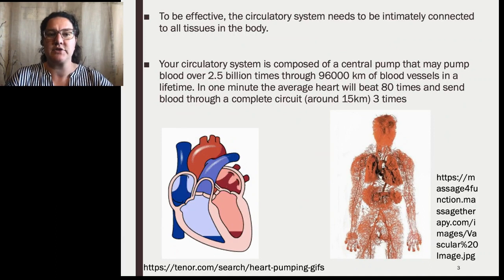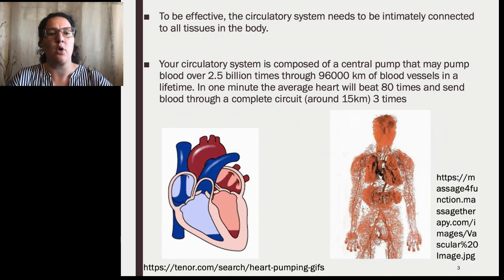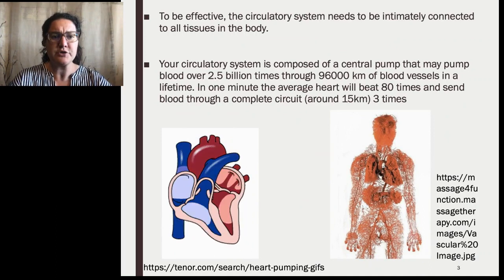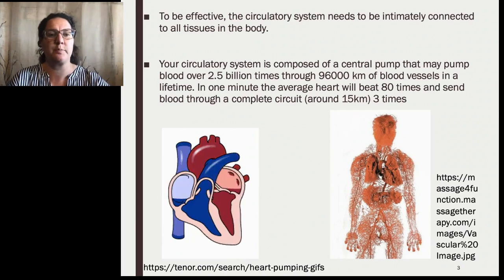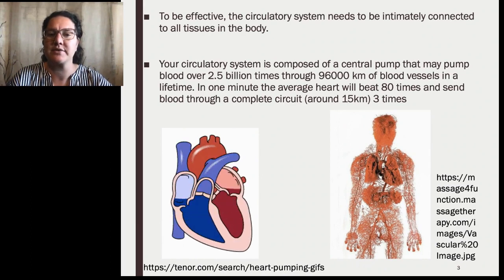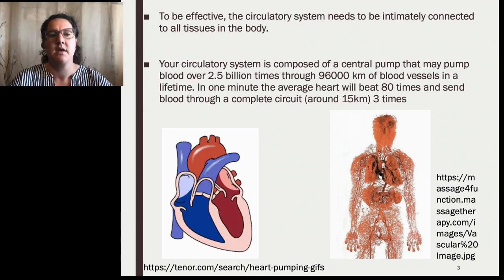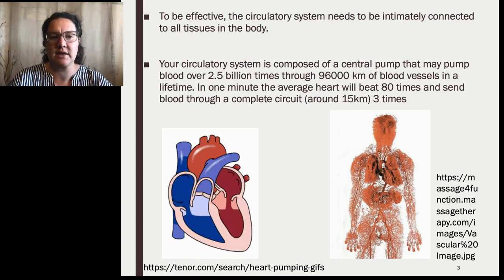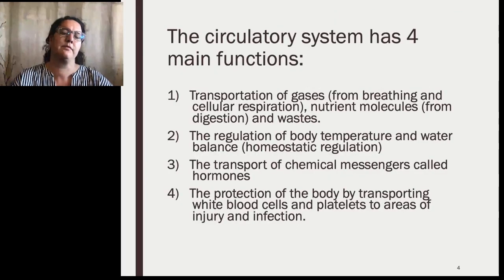To be effective, a circulatory system needs to be connected to all the body tissues. Our circulatory system is composed of a central pump, like a heart, that could pump over 2.5 billion times through 96,000 kilometers of blood vessels in a lifetime. In 1 minute, on average, your heart will beat around 70 to 80 times and send blood through a complete circuit, about 15 kilometers, 3 times every minute.